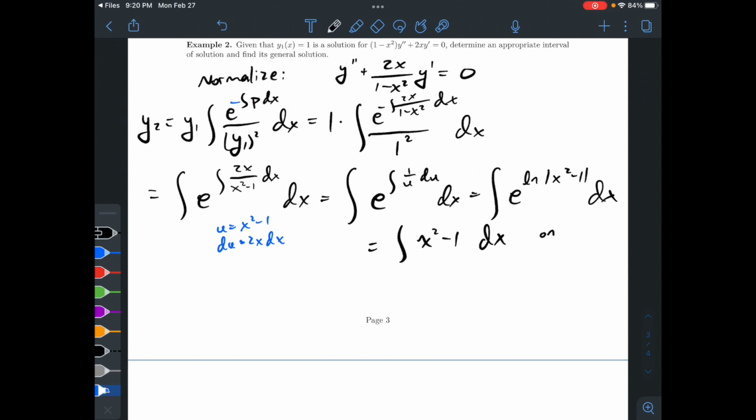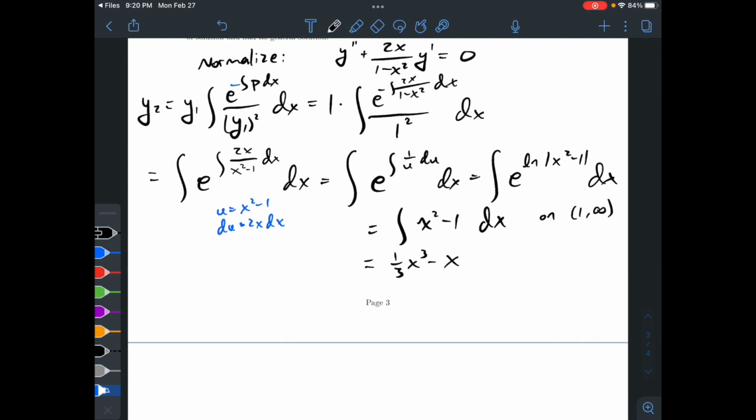So let's just assume that we are on the interval 1 to infinity. You could also work on -infinity to -1, or you could work on -1 to 1, but you would have to flip the sign to make this 1 minus x squared, because that would be the positive thing there. So if we're on 1 to infinity, this is going to be fine, and then our solution would be 1/3 x cubed minus x. And again, we don't need the plus c here because we're just searching for a single solution.